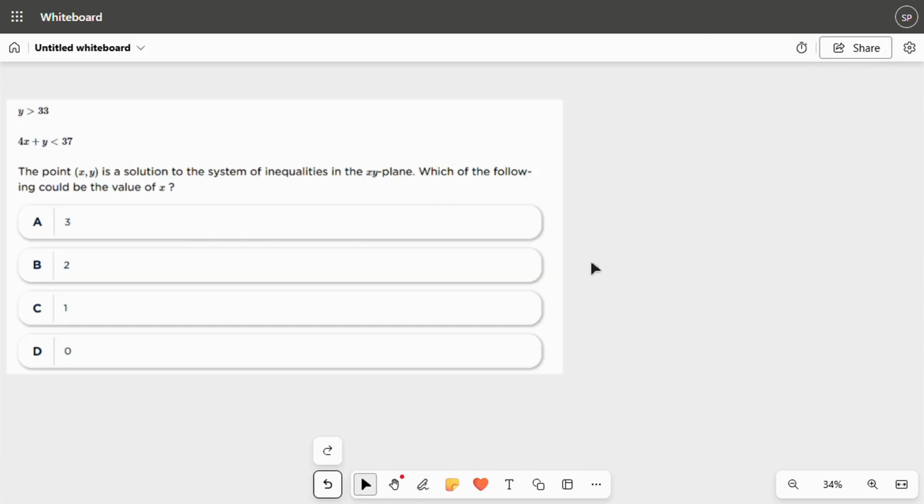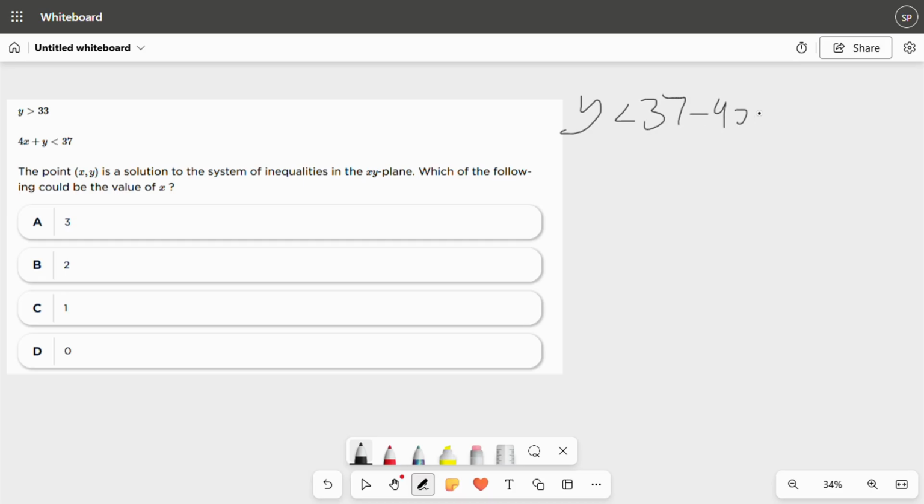Okay, next question. One of the inequalities is y is more than 33, and the other inequality is 4x plus y is less than 37. The point (x, y) is a solution to the system of inequalities in the xy-plane. Which of the following could be a value of x? Okay, so let's make y independent in this inequality, and we can subtract 4x on both sides, so y is less than 37 minus 4x.